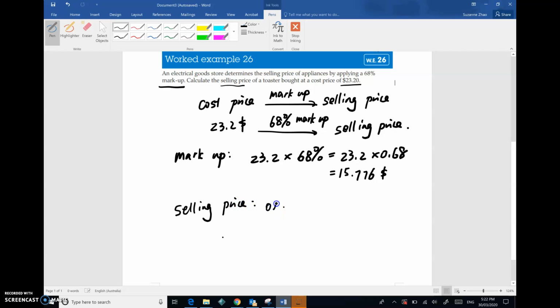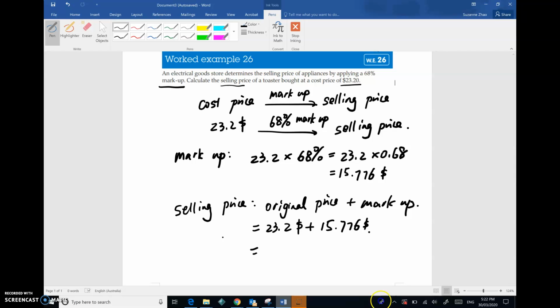So now my selling price will be my original price plus markup. It will be $23.2 plus $15.776. Okay, let's just calculate. You could do this in the calculator, or you could do this on a sketch paper. So 38.